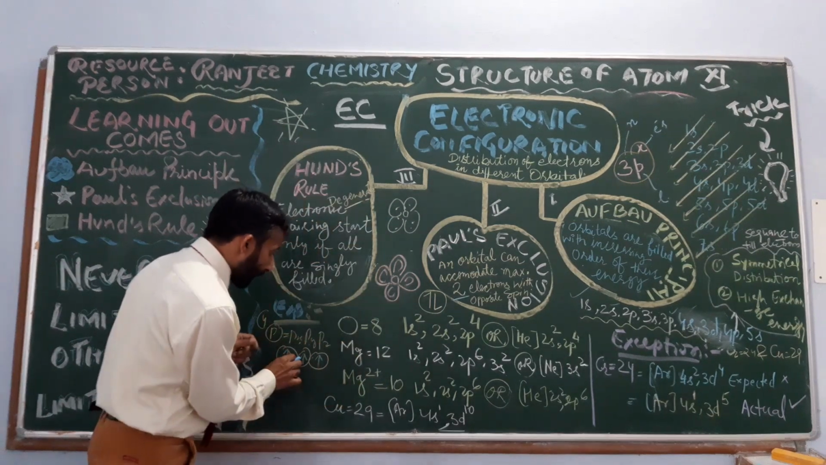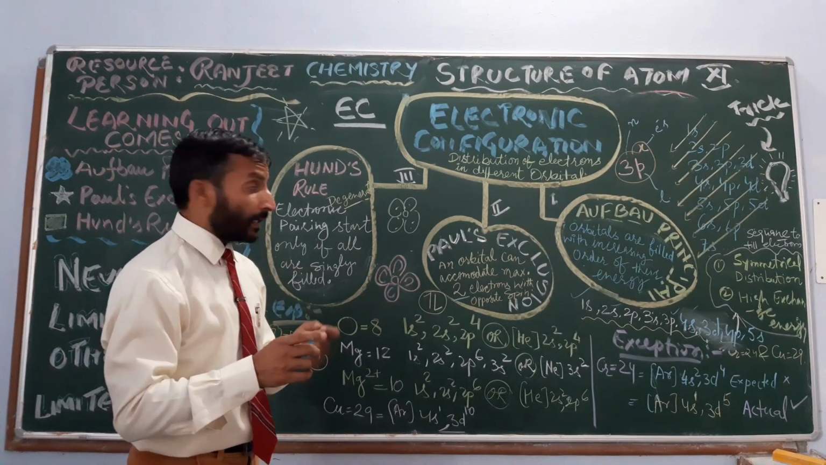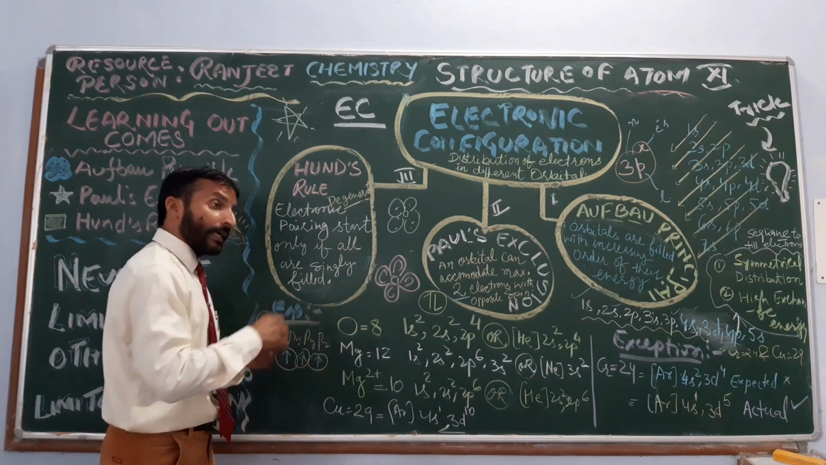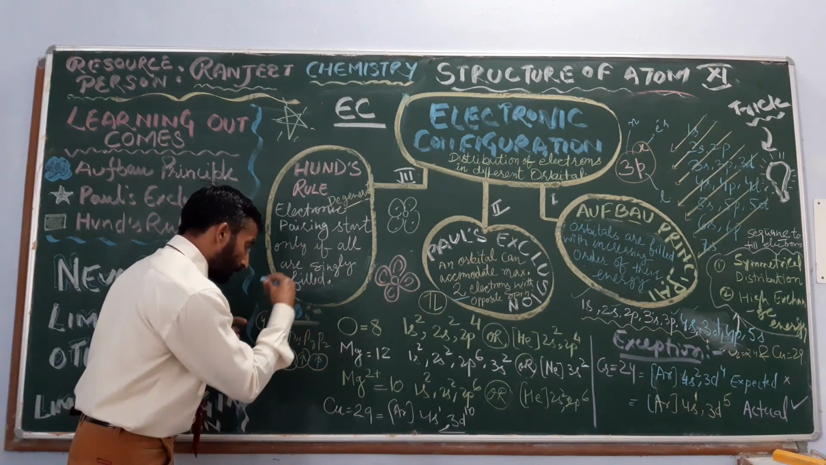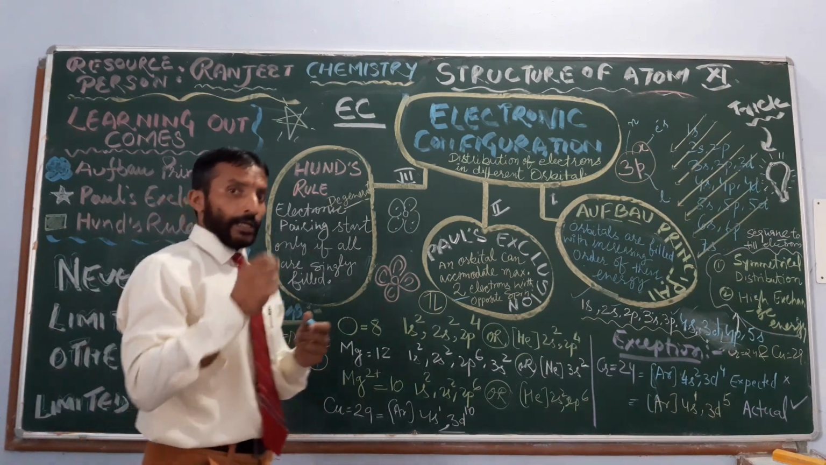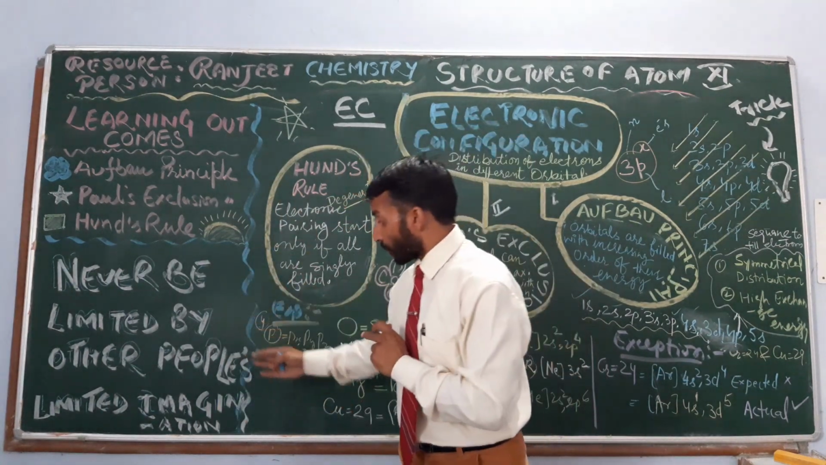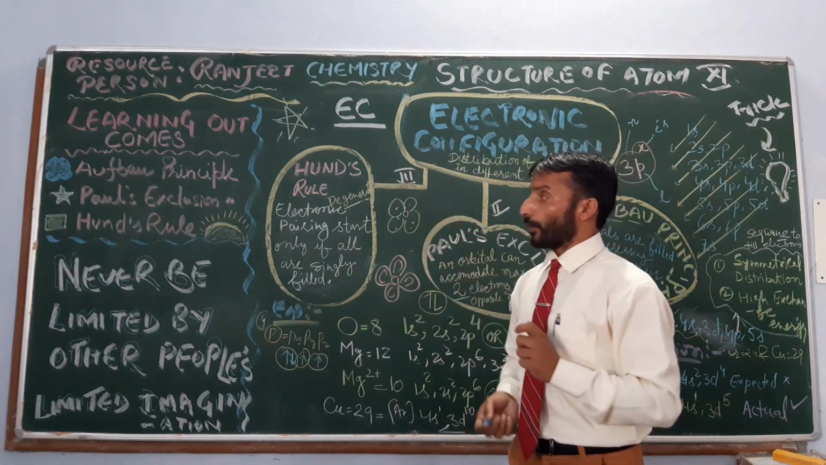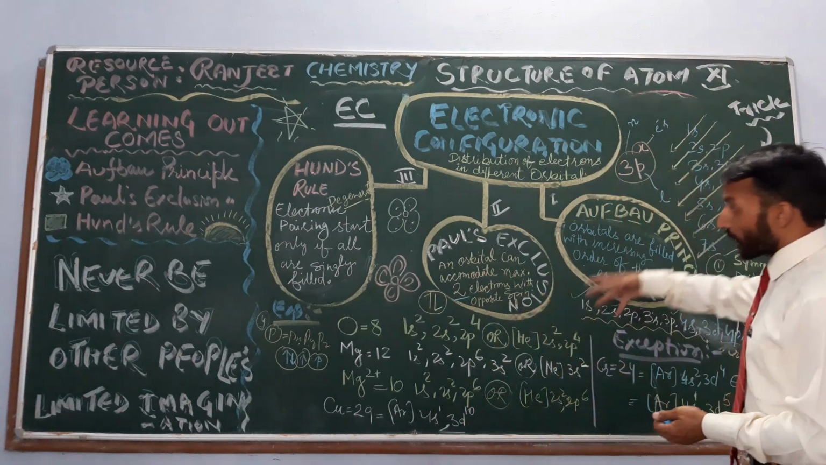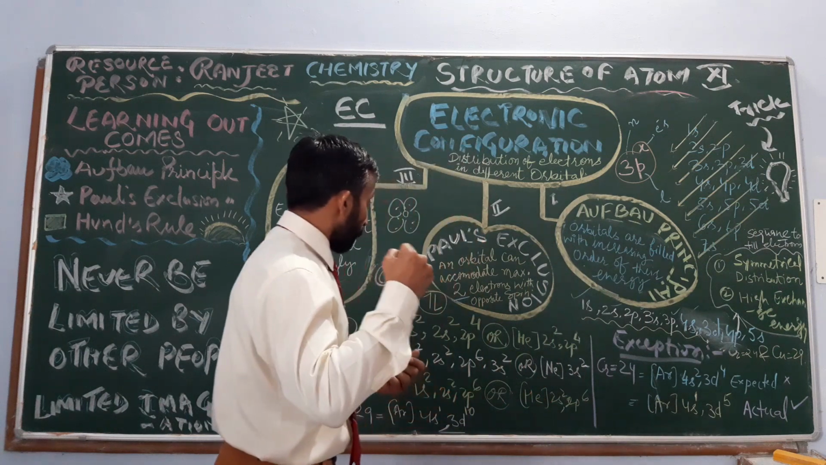I cannot fill 2 here and leave this one empty. That is not done according to this rule. It says that all will first get one electron, then I will pair, and the one more electron, in this example, will come here. Means all the electrons will first be singly filled, then the pairing of electrons starts. That is according to Hund's rule of maximum multiplicity. So these 3 rules should be considered when we write electronic configuration.